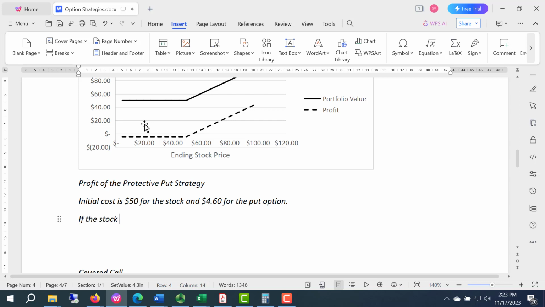Okay. If the stock price falls to, let's say in this case, $40. I know above I've got $45 as our lowest price, but here we see maybe a little bit more benefit from this option. If the stock price falls to $40, then the portfolio is worth, remember we own the stock, so the stock is worth $40.